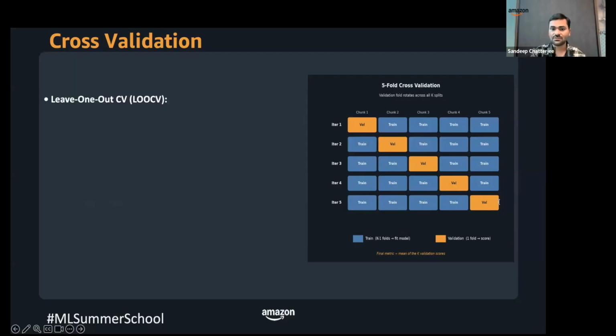Now coming to the next technique, pushing k to the absolute limit. We just discussed splitting our data into 5 or 10 folds. But what happens if we take that logic to the absolute extreme? That brings us to leave-one-out cross validation, also known as LOOCV. In LOOCV, we just set k equal to n, where n is the total number of data points in your entire data set. So if you have 1,000 rows of data, you are going to train 1,000 separate models. Every single model trains on 999 examples and uses exactly one left-out example as its test set.